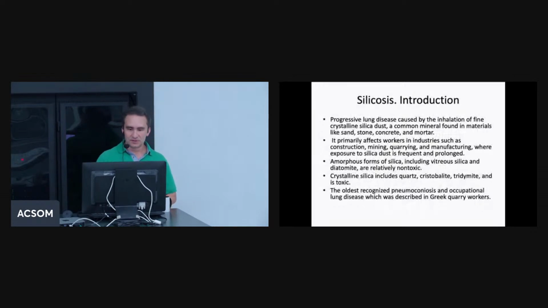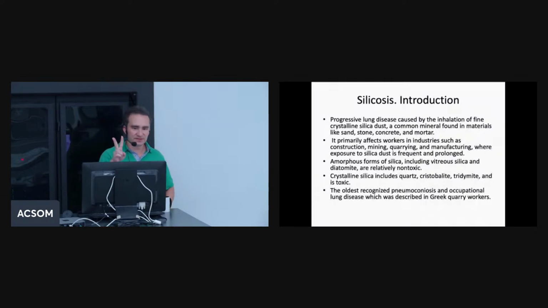Silicosis is a progressive lung disease caused by inhalation of fine crystalline silica dust. It's a common mineral found in materials like sandstone, concrete, and mortar. It primarily affects workers in industries like construction, mining, quarrying, and manufacturing, where exposure to silica dust is frequent and prolonged.